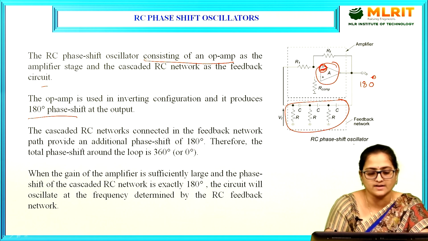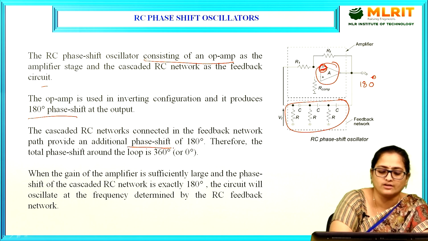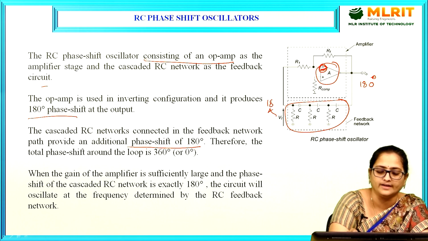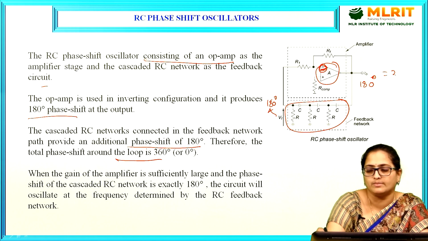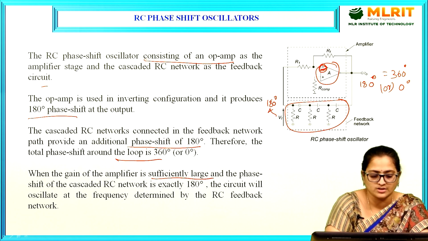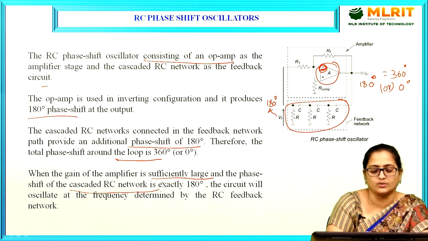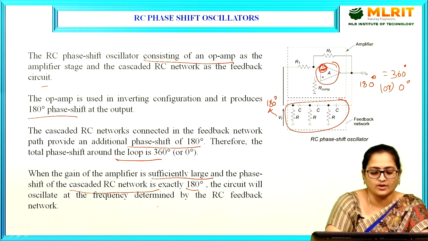The cascaded RC network connected in the feedback path provides an additional phase shift of 180 degrees. Therefore, the total phase shift will be equal to 360 degrees, or we can say 0 degrees. When the gain of the amplifier is sufficiently large, the phase shift of the cascaded RC network will be exactly 180 degrees. The circuit will oscillate at the frequency determined by the RC feedback network.